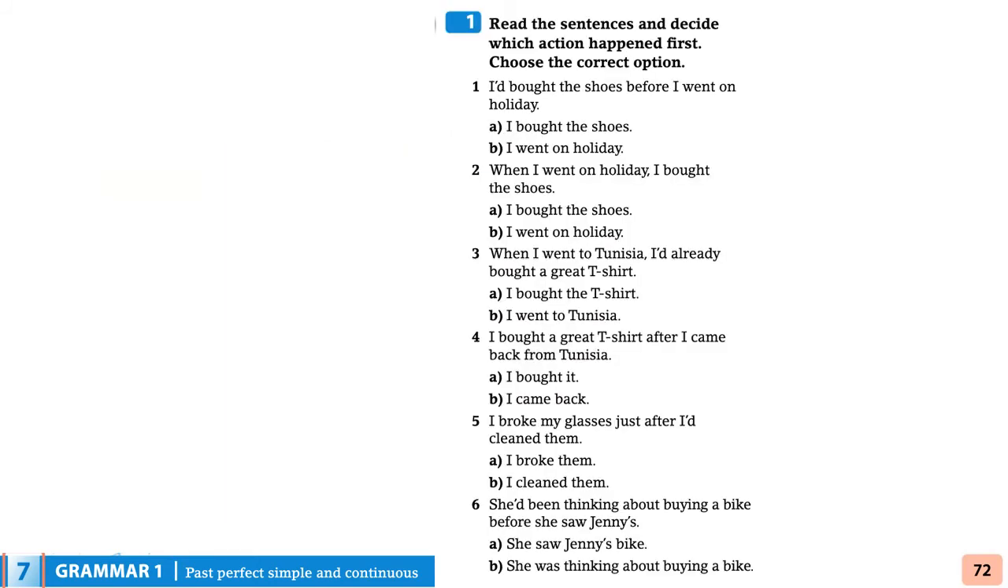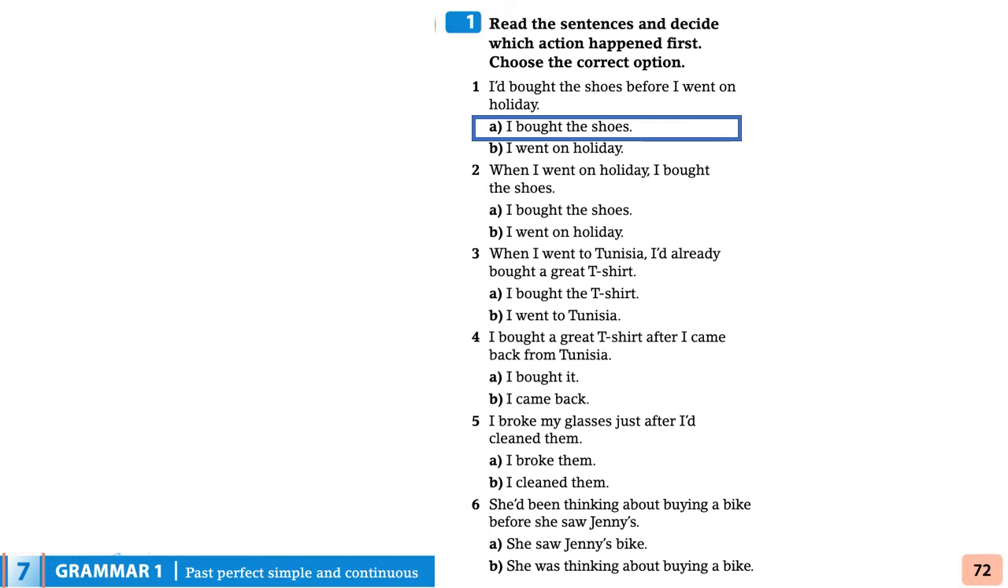Page 72, exercise number 1. Read the sentences and decide which action happened first. Choose the correct option. So, number 1, I had bought the shoes. Yo había comprado los zapatos before I went on holiday. So, which thing happened first? Did I buy the shoes first? Did I go on holidays? So, here we go. Yeah, I bought the shoes in first place.